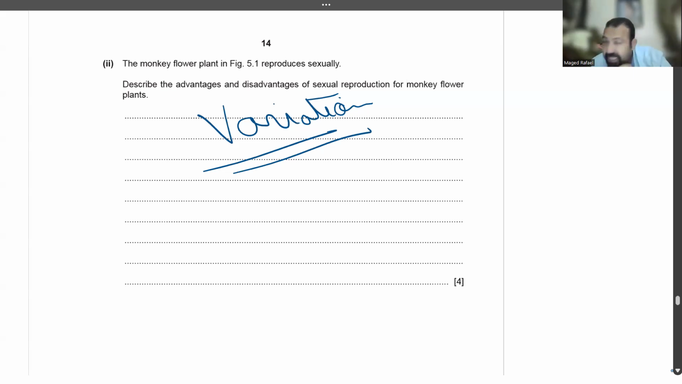All of these could be the advantage. But what about the disadvantage? It requires two parents. It takes longer time. It requires pollinators. All of these are disadvantage.